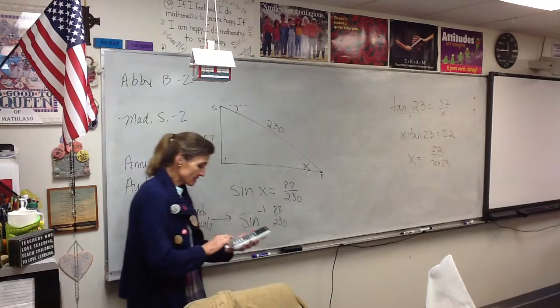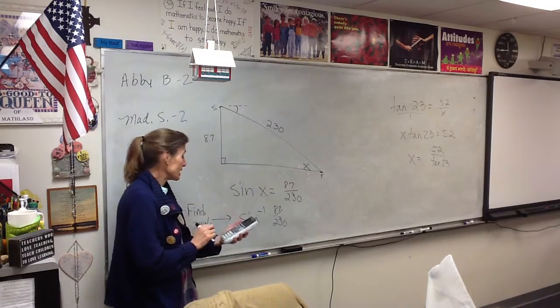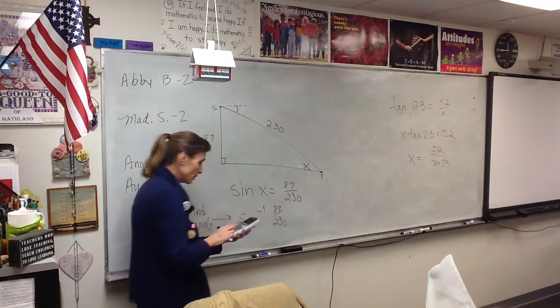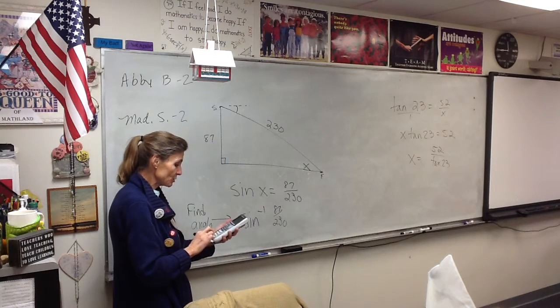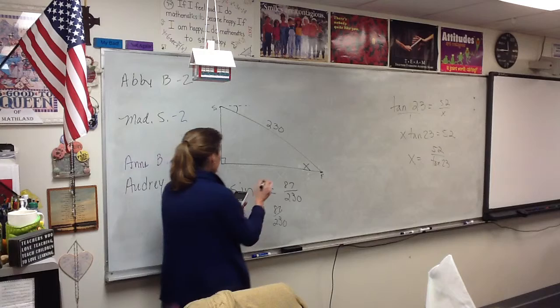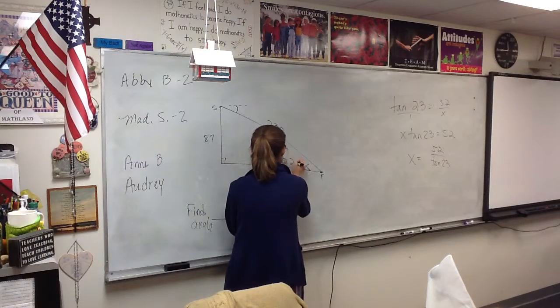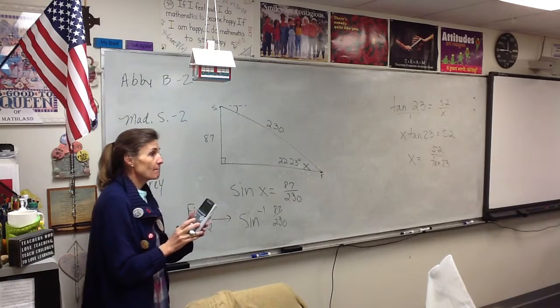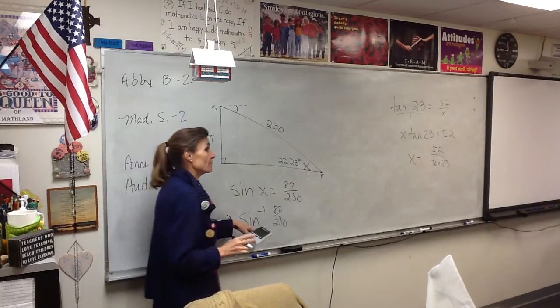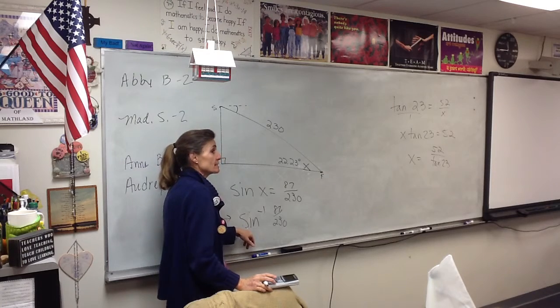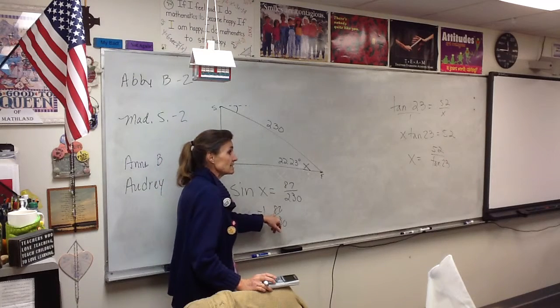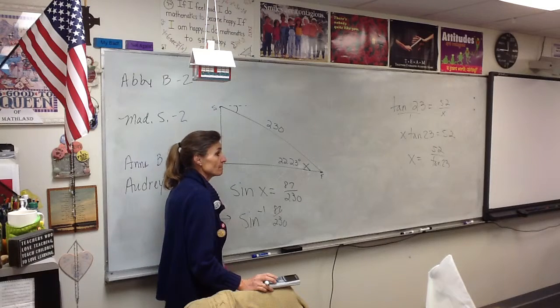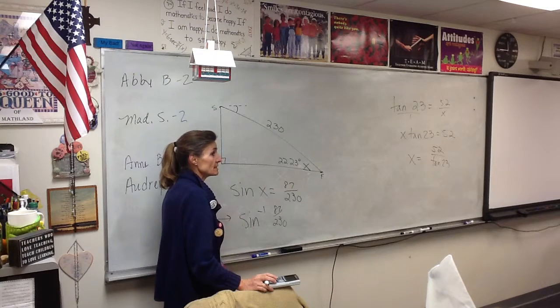So we'll press second sine, that's how we get this, and then we'll put in our fraction, 87 over 230, and that angle is 22.23 degrees. Did anybody get that? Okay. Is there a reason to stay here? You didn't type it in right. Second sine 87 divided by 230, close your parentheses, it equals.